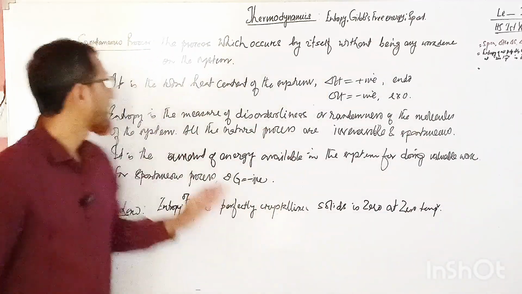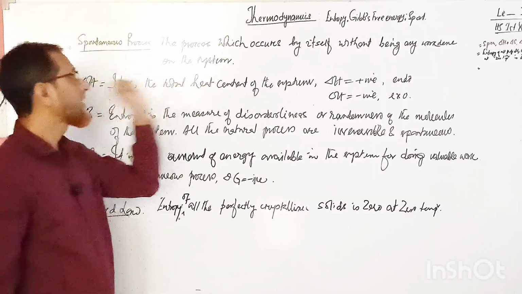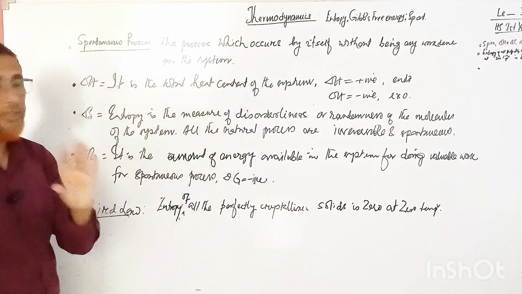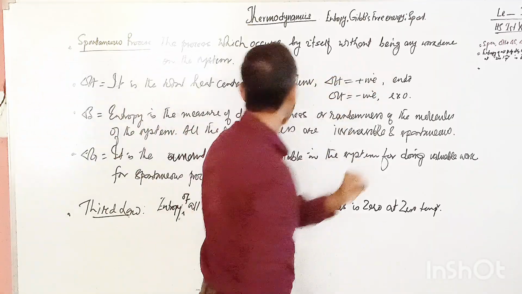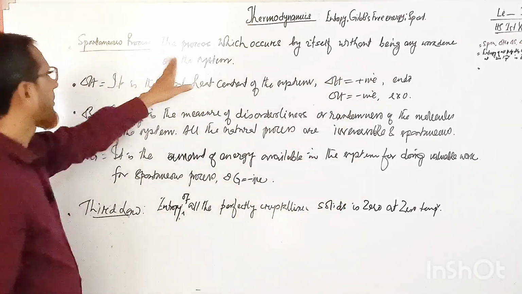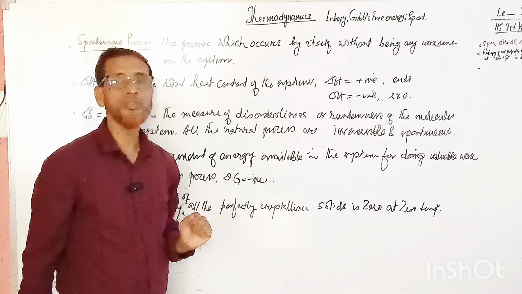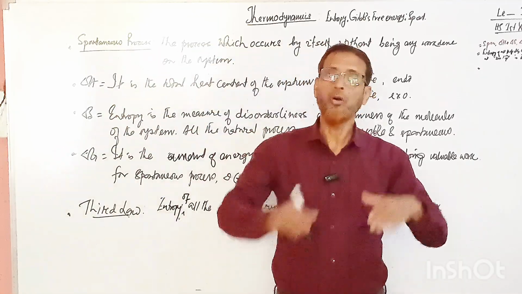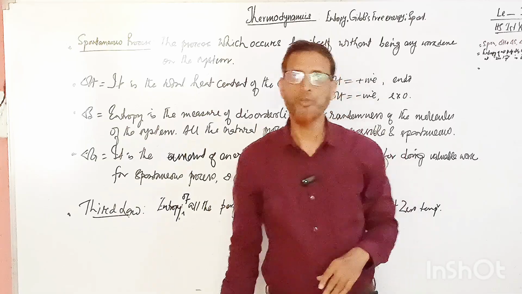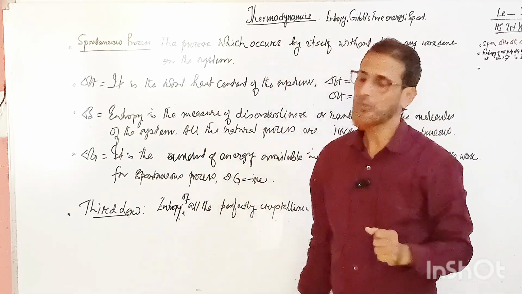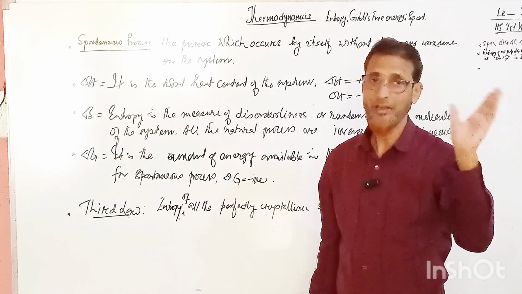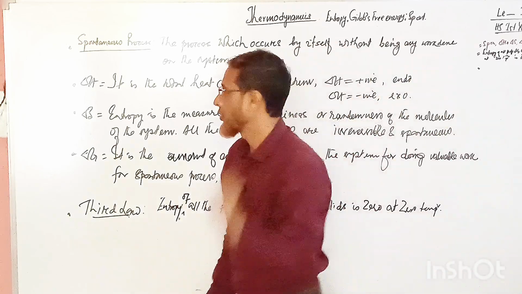So, before starting that very interesting topic, entropy, Gibbs free energy and spontaneity of a system, let us define what we have already defined in our lecture number 32. What is spontaneous process? The process which occurs by itself without any work being done on the system is called spontaneous process. All the natural processes are spontaneous, where no external work is to be done on the system to make the process proceed.